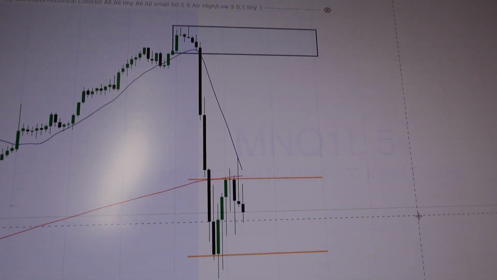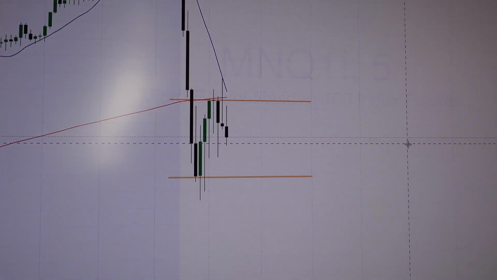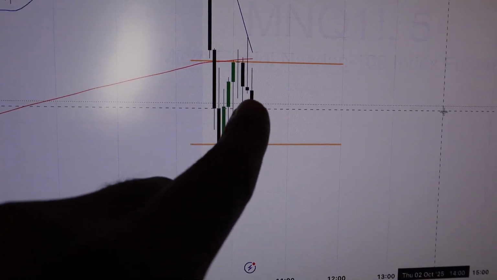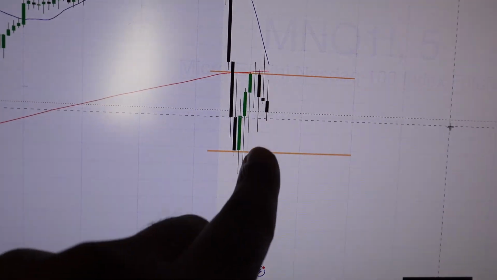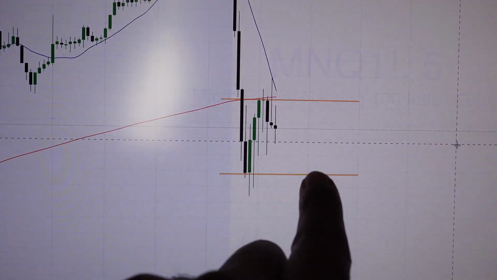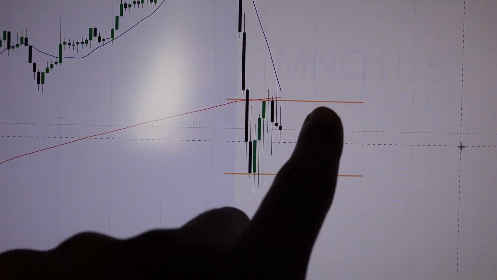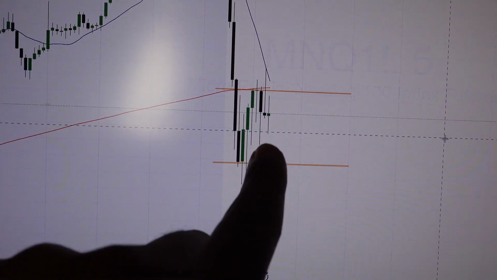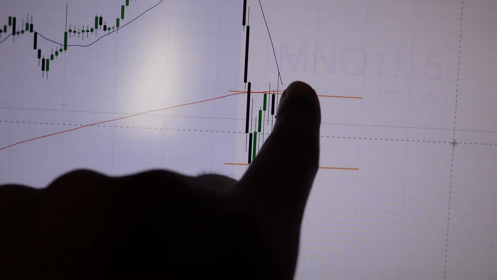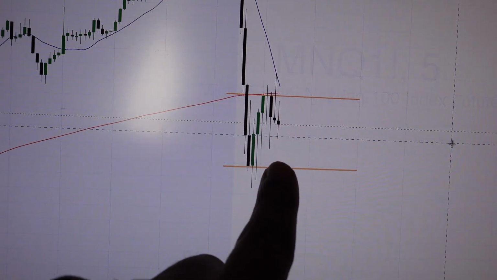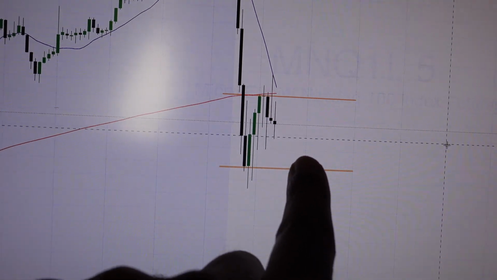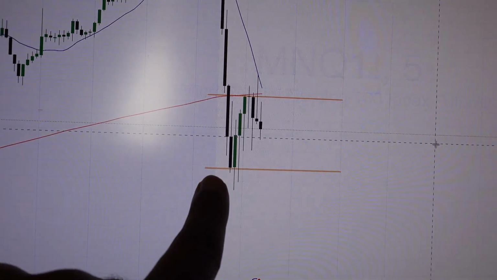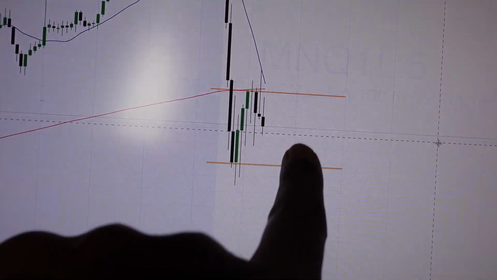Alright, so price started to consolidate, ranging. When price ranges, price is going to bounce up and down off this support and resistance line. This is resistance, and this is support. Just like you throw a basketball up at a ceiling, the ball is going to hit the ceiling and come back down, and when the ball hits back on the support, it's going to bounce back up. That's support and resistance in a nutshell. This means price is ranging.